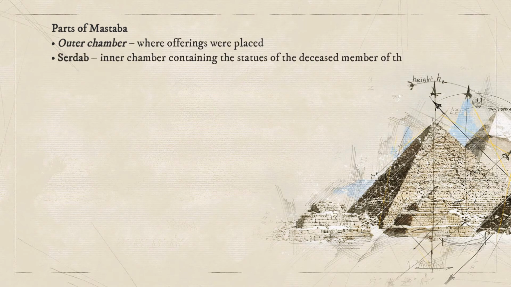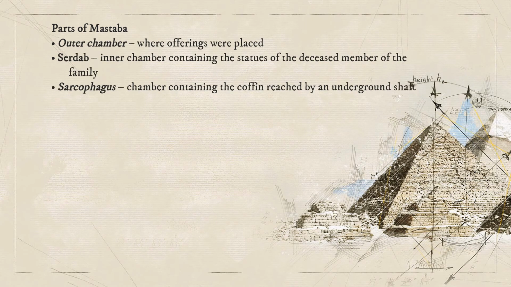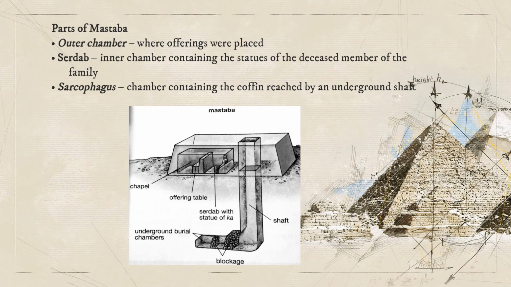Firstly, we have the outer chamber, where offerings were placed. The serdab, the inner chamber containing the statue of the deceased member of the family, as you can see in the illustration. And thirdly, the underground burial chamber. It contains the sarcophagus, a stone coffin, reached by an underground shaft.